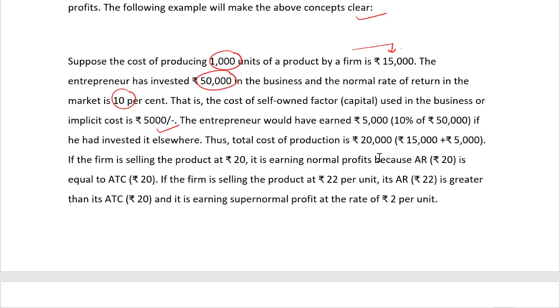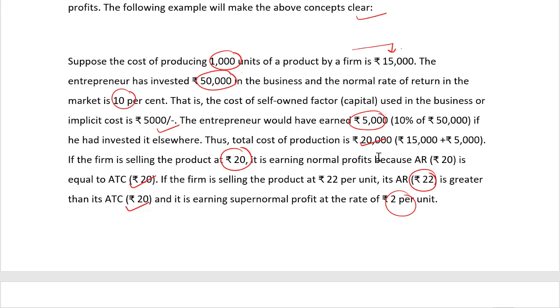The entrepreneur would have earned rupee 5,000, that is 10% of 50,000, if he had invested it somewhere else. Thus, we can say that the total cost of production is 20,000, 15,000 plus 5,000. If a firm is selling the product at rupee 20, it is earning normal profits because AR equal to 20 is equal to ATC, that is 20. If the firm is selling the product at 22 per unit, the average revenue is 22 and this is greater than the average total cost, that is 20, and it is earning a supernormal profit of rupee 2 per unit.